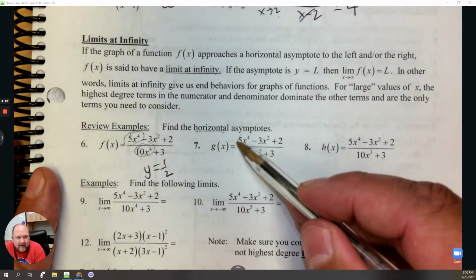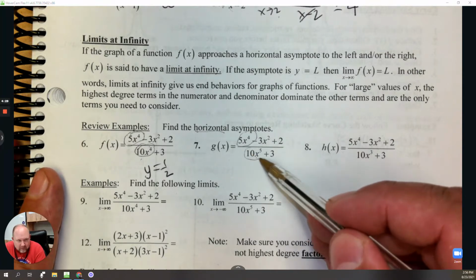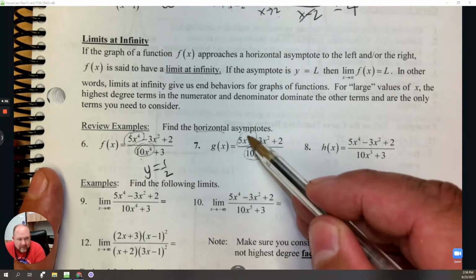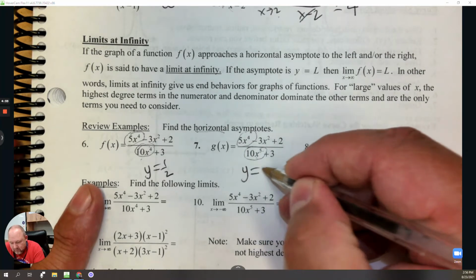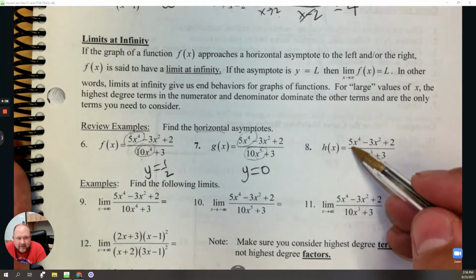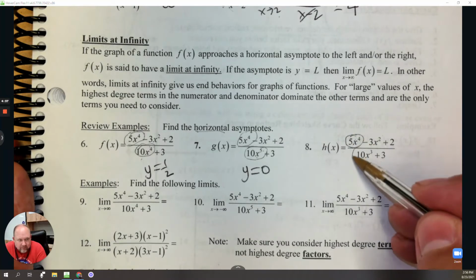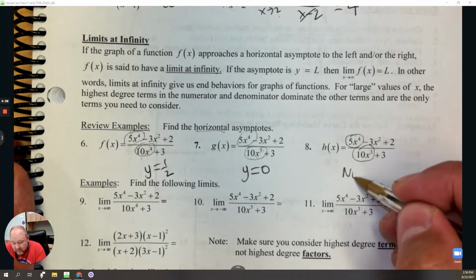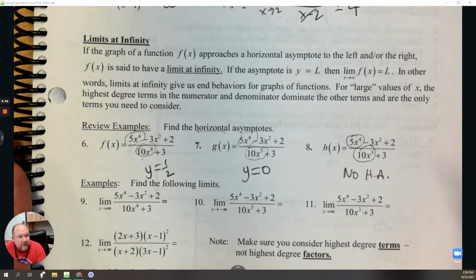Here again, power over power. Notice the bottom is more powerful than the top. So the horizontal asymptote is at 0. Here, power over power. There is no horizontal asymptote because the top is more powerful than the bottom.